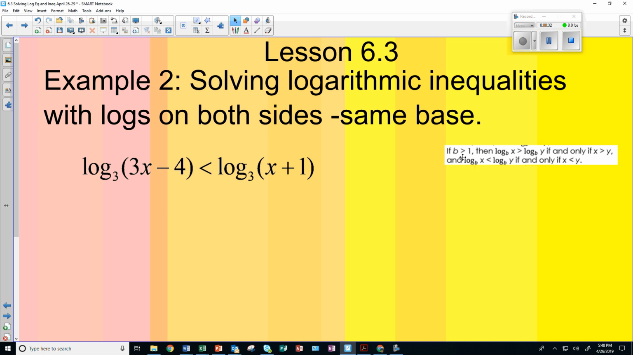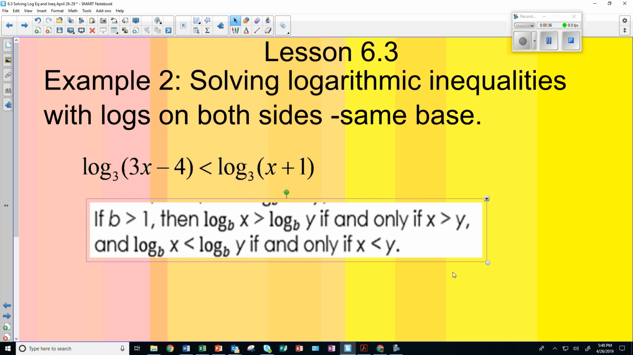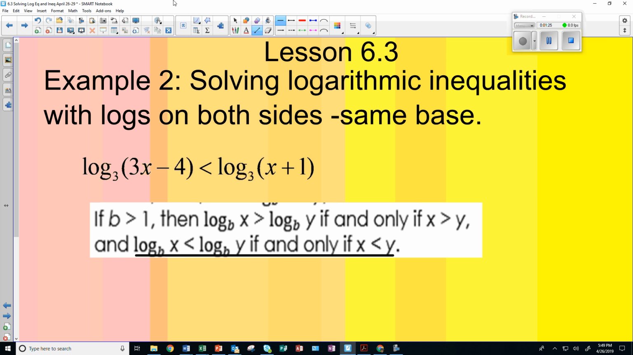There is a rule that we'll use, which I'll expand on. If the base b is bigger than 1, then log base b of x is greater than log base b of y if and only if x is greater than y. And also, log base b of x is less than log base b of y if and only if x is less than y. In other words, the argument of the left side log needs to be bigger than the argument of the right side, and vice versa for less than. In our case, we're looking at the second case, so that's the one that applies to this problem.